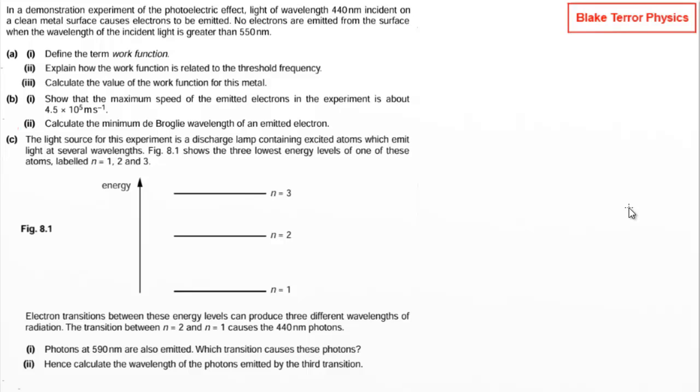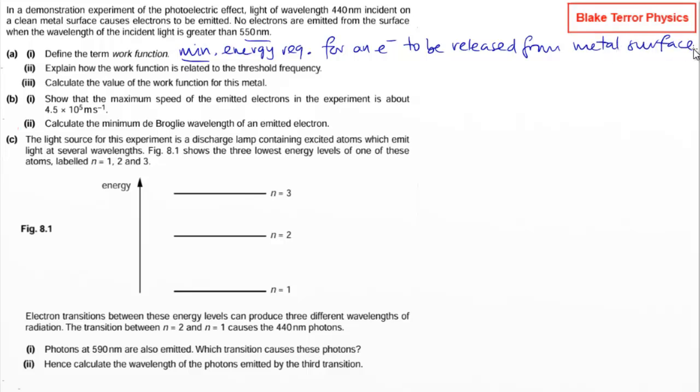In a demonstration experiment of the photoelectric effect, light of wavelength 440 nanometers incident on a clean metal surface causes electrons to be emitted. No electrons are emitted from the surface when the wavelength is greater than 550 nanometers. Define the term work function. So the key thing on this is we're talking about the minimum energy required to release an electron. Minimum energy required for an electron to be released from the metal surface. So again, a nice starter definition to get us a quick mark.